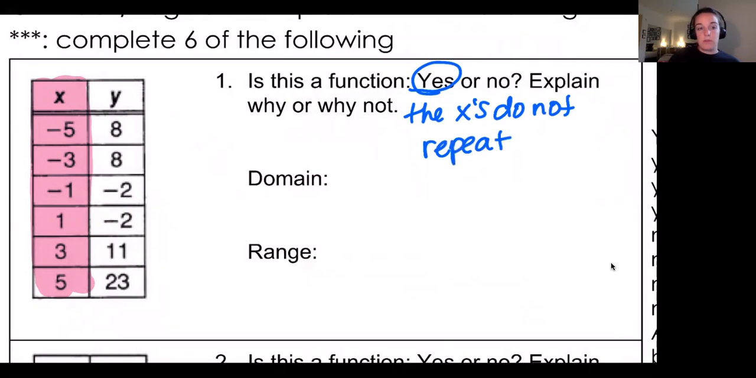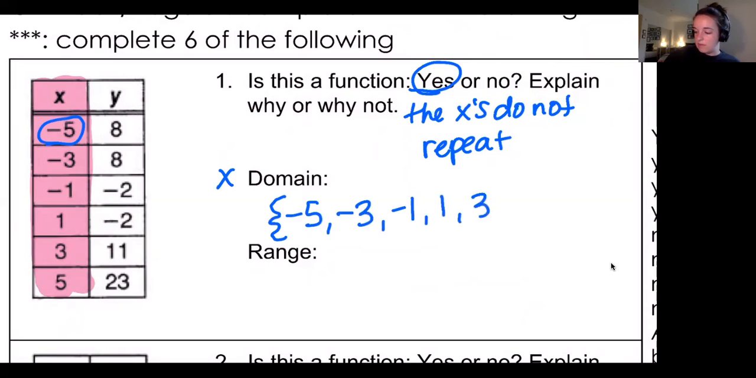Remember, your domain is your x values, and you want to write them in least to greatest order. I'm going to find the smallest number, which is -5. Then the next smallest, -3. Then -1, 1, 3, 5. And I write those squiggly brackets. That's my domain.